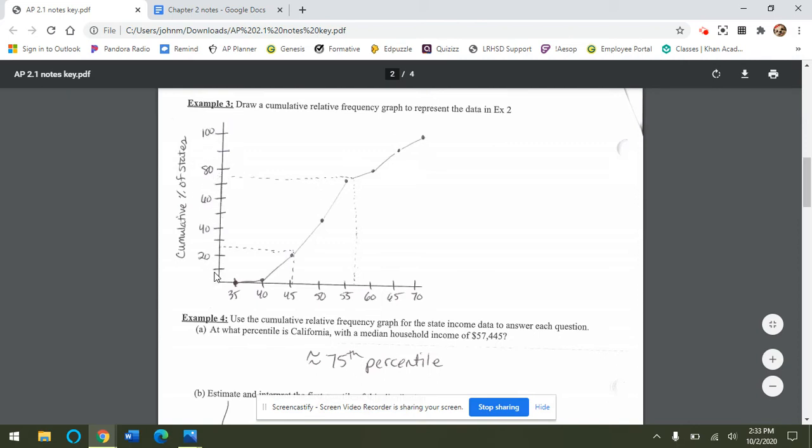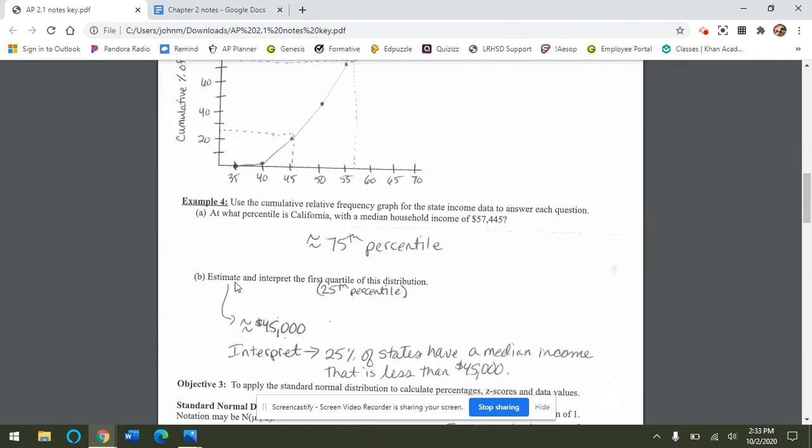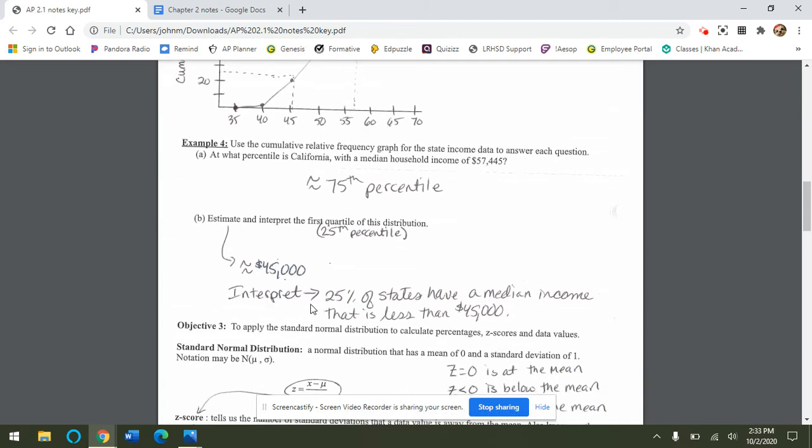Okay. Now, you can also work the other way. We want to estimate and interpret the first quartile of this distribution. So if we have the 25th percentile here, all right, the 25th percentile, 25%, I'm going to go over, find where they connect, and I'm going to go down, and it's going to be at approximately $45,000. All right. I would interpret that as 25% of states have a median income that is less than $45,000.